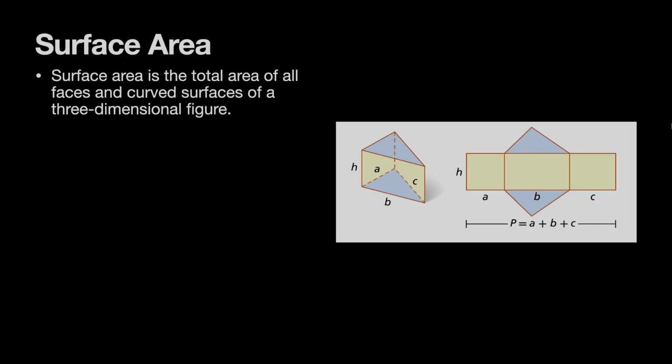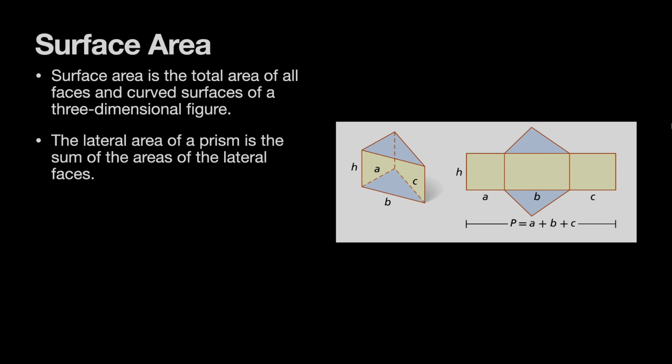So now let's talk about what surface area is. Surface area is the total area of all the faces and curved surfaces of a three-dimensional figure. Like I said in the introduction, if I had a cereal box, it's the amount of cardboard I'd be using for the box. Now we actually have two types of surface area.